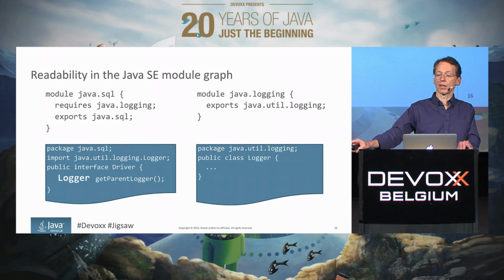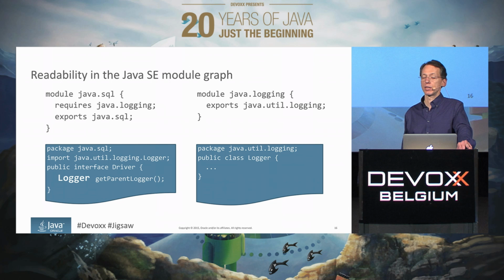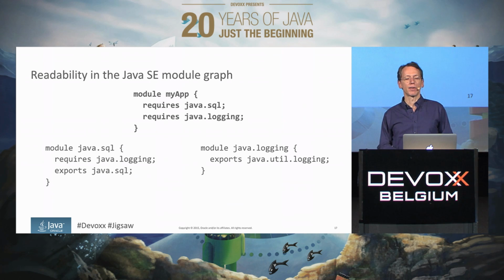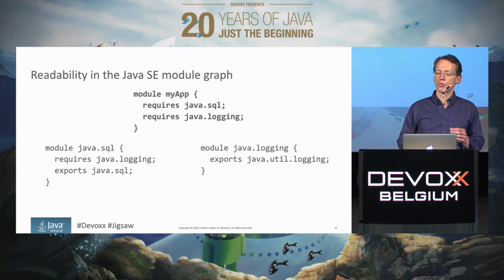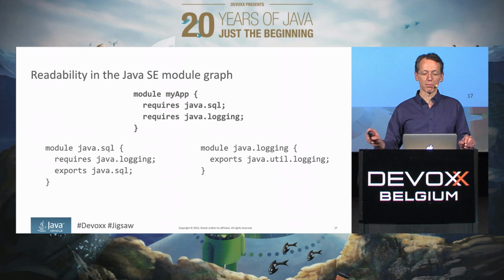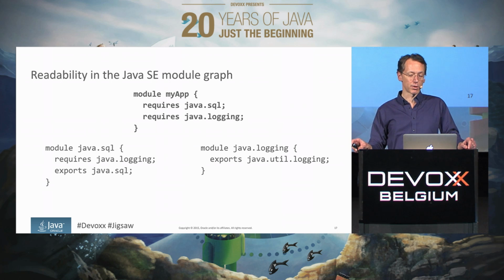What if the API of the java.sql module, rather than the implementation, wants to use the Logger type? For example, the JDBC Driver interface has this method getParentLogger in it that returns a Logger. Let's look at this through the eyes of an application module that uses JDBC called MyApp. In order to use the driver method that returns a Logger, the MyApp module not only needs to read the java.sql module, but also the java.logging module, which exports the Logger interface. It would be a pain if the developer of MyApp had to remember to say requires java.logging when using the API of java.sql. Well, there's good news.